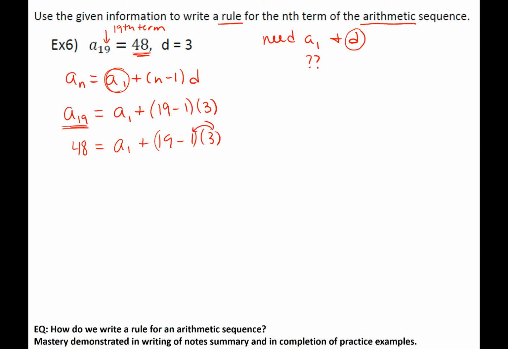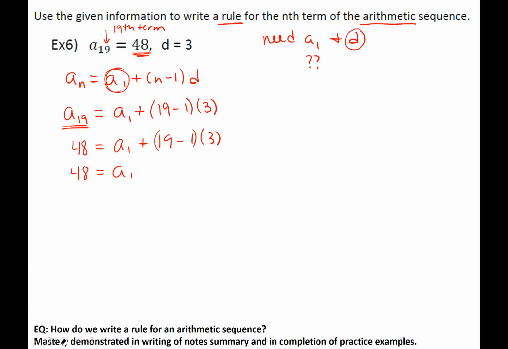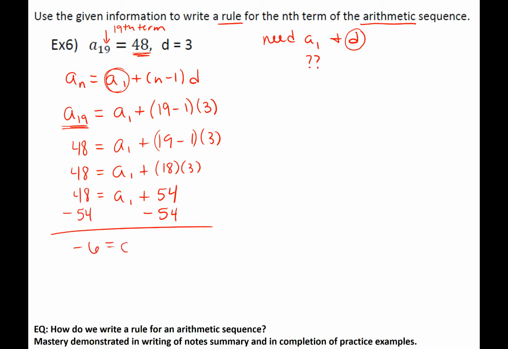And then I'll do my back distribute here, and we get 48 equals a sub 1. Oh, I don't have to back distribute. What am I talking about? I'm sorry. We don't have to back distribute because we can just do order of operations there and simplify. 19 minus 1 is 18 times 3, and we can just do that quick math. 18 times 3, I get 54. Then to solve for a sub 1, subtract the 54. And I get negative 6 equals a sub 1.